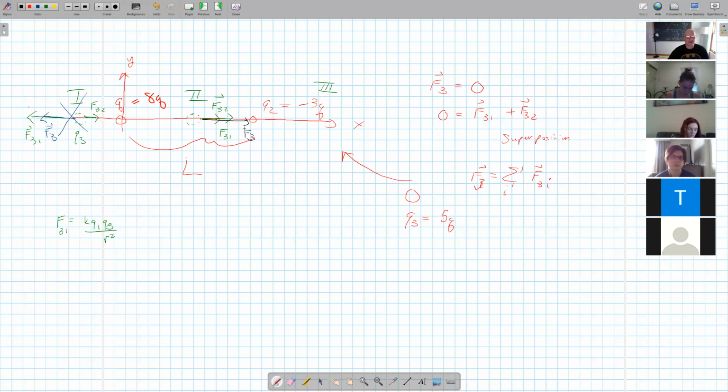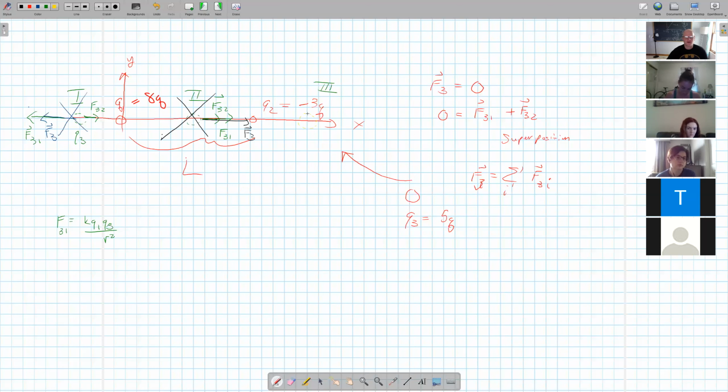So F3 in this case will be a single force which pulls it in this direction, which tells us that we can't put it in zone 2 either, because zone 2 will result in a force which only pulls to the right, pulling it to Q2. So finally, the only place we can put it then is going to be somewhere out here.